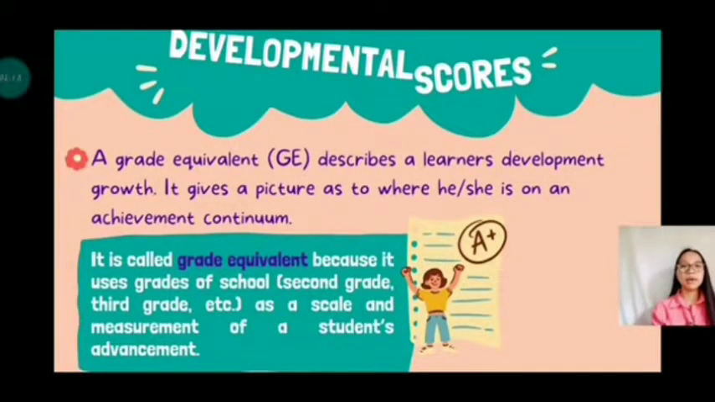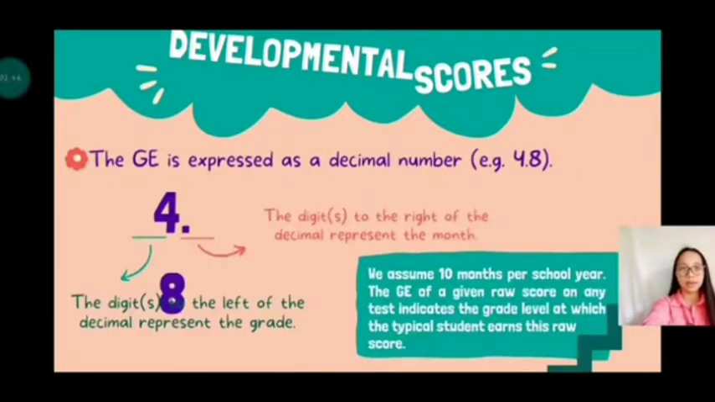For my next topic, we have here the development score. A development score, or grade equivalent, or GE, describes a learner's developmental growth. It gives a picture of where he or she is on an achievement continuum. It is called a grade equivalent because it uses grades of school, like second grade, third grade, fourth grade, and so on, as a scale and measurement of a student's advancement.